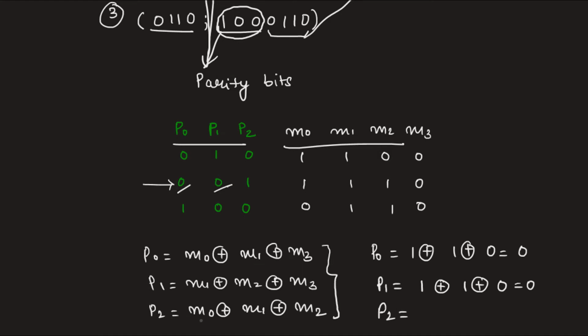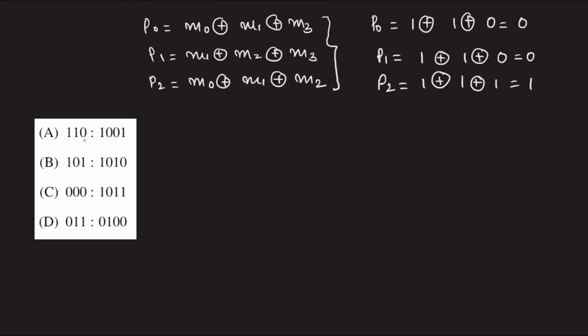And P2 should be M0 XOR M1 XOR M2. So M0 is 1, M1 is 1 and M2 is 1. So 1 XOR 1 is 0 and 0 XOR 1 is 1. So P2 is 1. Now we observe the 4 options and decide which of them is a valid code word. So a valid code word should obey these 3 relations. Applying these relations on the given options, first we go with option A.